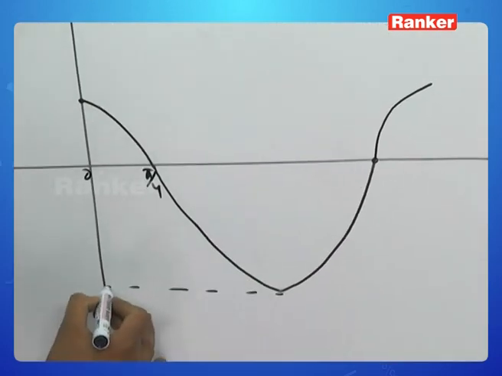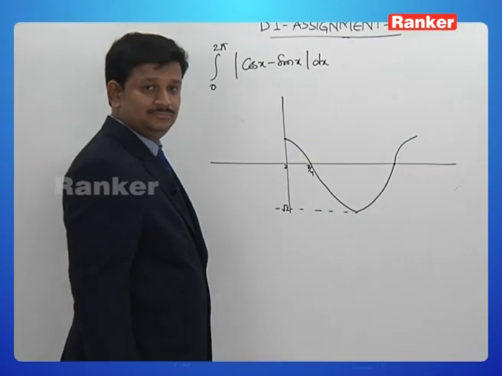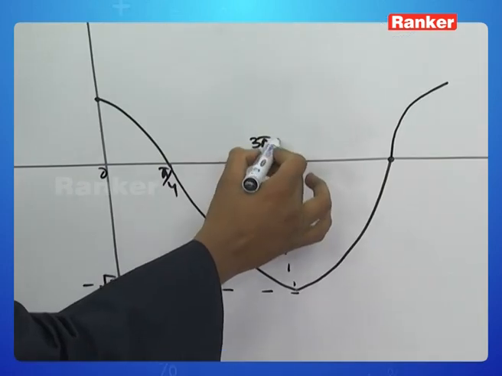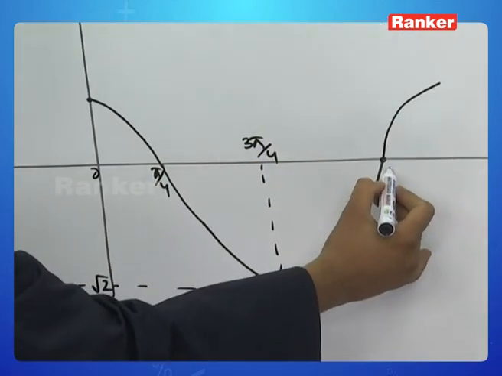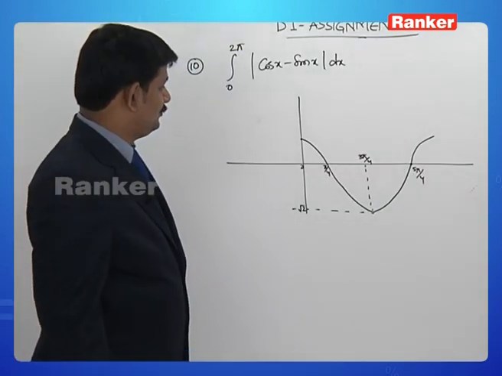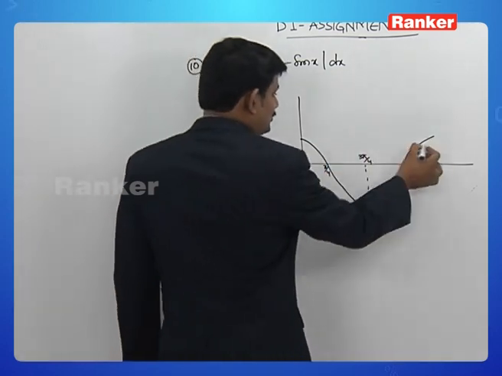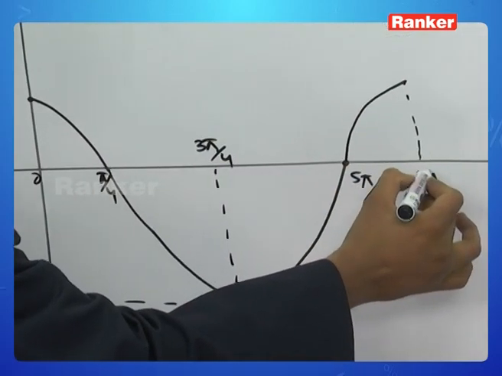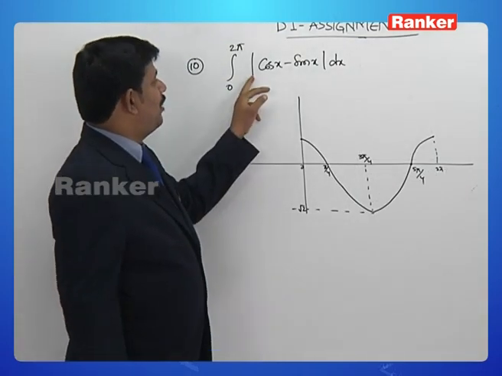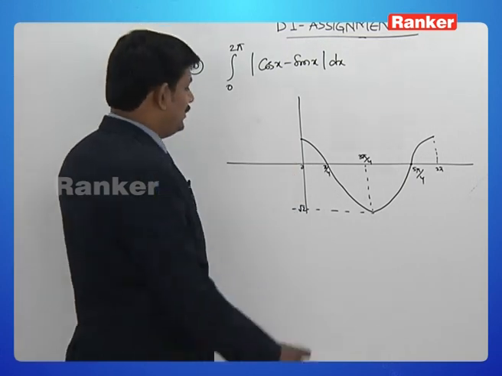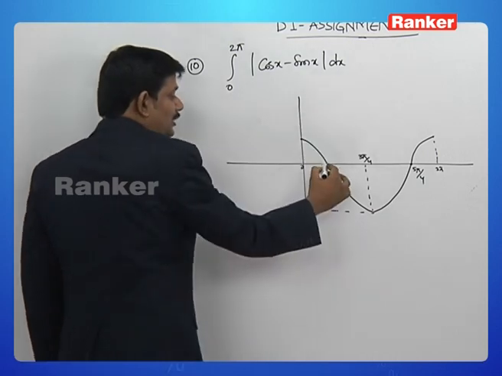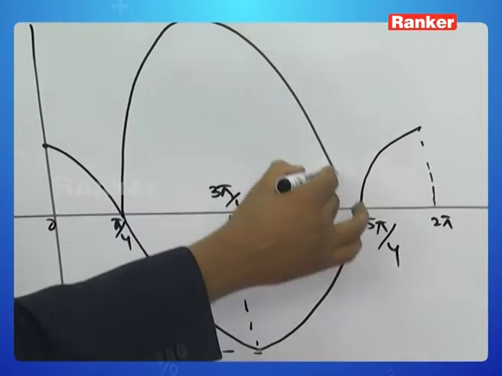Least value is minus root 2 when x is 3 pi by 4, becomes 0 when x is pi by 4 and 5 pi by 4, and at 0 it is 1 and at 2 pi again it is 1. But what we are bothered about is the graph of mod cos x minus sin x. So, when I apply mod, the part which is below the x axis gets toppled and inverted, and the graph becomes this way.